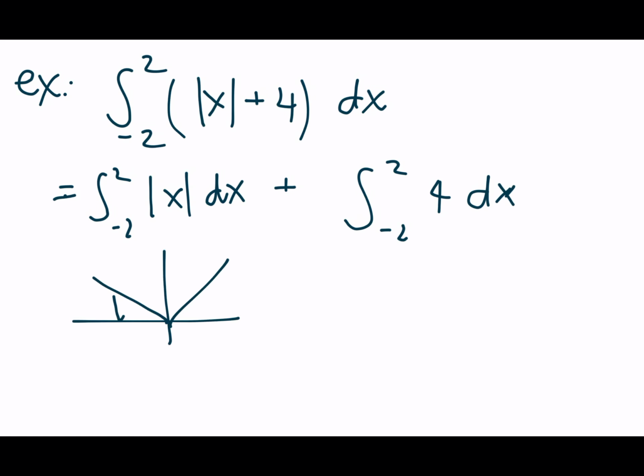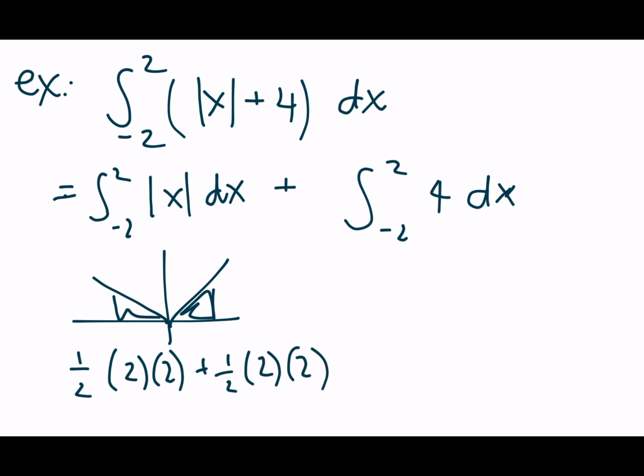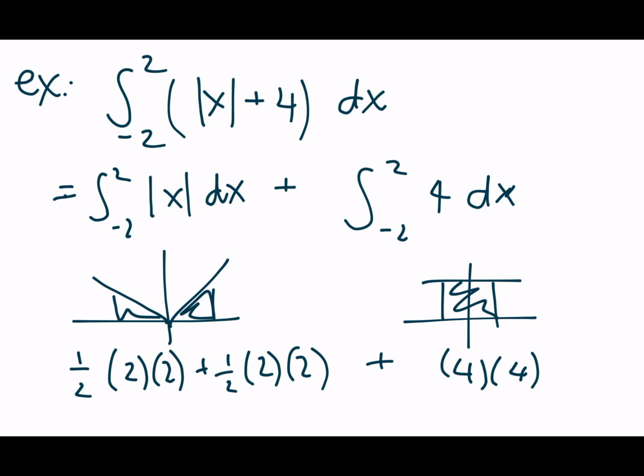So if I do absolute value of x from negative 2 to 2, I'm going to do 1/2 base height plus 1/2 base height, because everything's above the x-axis. Everything's positive. And then on this one, I have this little square here. So the area is going to be base 2, height 2. I'm sorry, base 4, height 4. Base 4, height 4 on that. As opposed to trying to figure out what absolute value of x looks like shifted up 4 units.